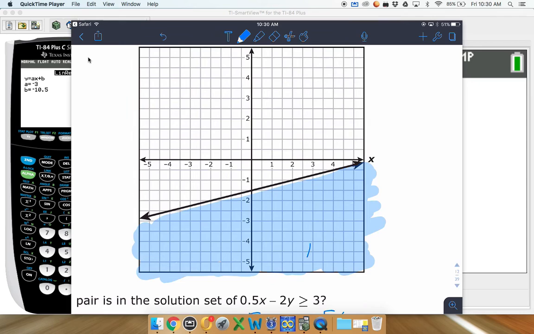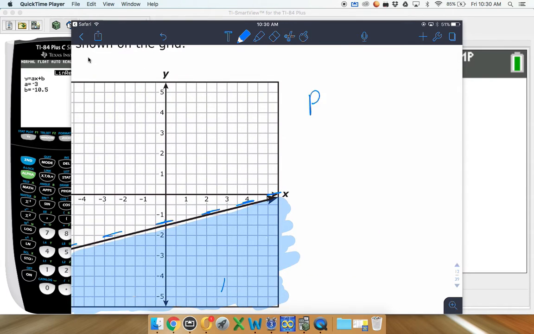Now, if this was a dotted line instead, points on the dotted lines are not solutions. So if you want to write that off to the side, it'd be a good note right there. Points on a dotted line are not solutions.